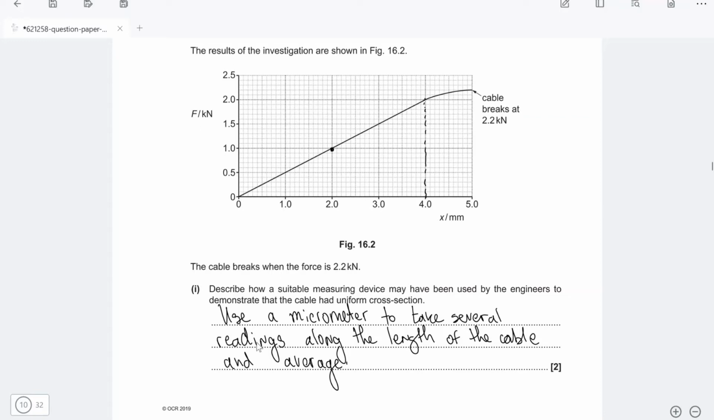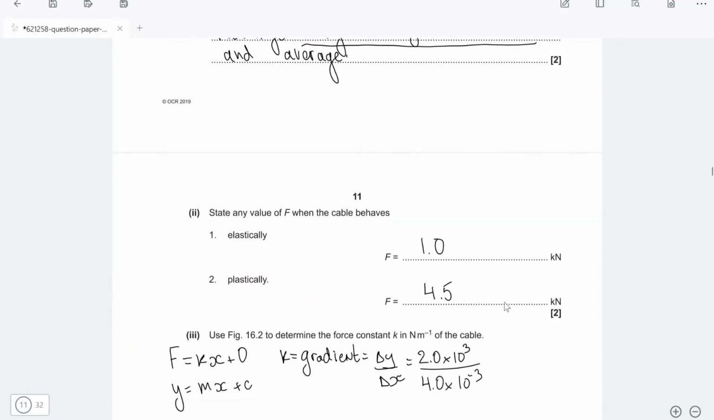Remember, we take several readings along the length of the cable and then we average. By writing down this statement, we're going to ensure that we get maximum marks. So one typically goes for saying that we need to use a micrometer, and then another one to take several readings along the length of the cable and then average. I'm even going to underline this bit, along the length of the cable, because quite often this is missed out in answers.